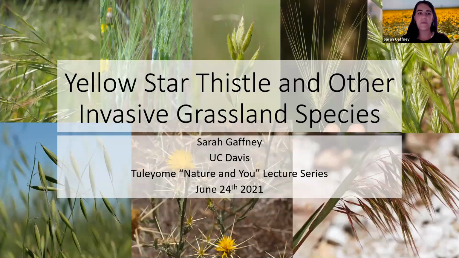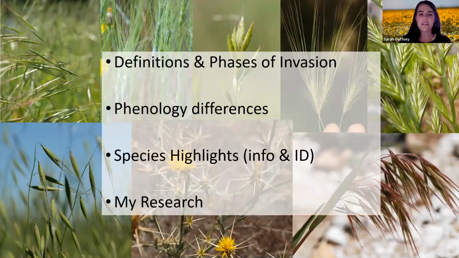So today I'm going to be talking about yellow star thistle and other invasive grassland species that you might see when you're out walking. I'm going to first start off by going over definitions and the different phases of invasion, as well as some key phenology differences between different groups of invasive species. Then I'm going to highlight certain species that I think are most common and that I work a lot with, by providing some information and some general identification tips. And then I'm going to finalize by touching on my research a little bit and how that relates.